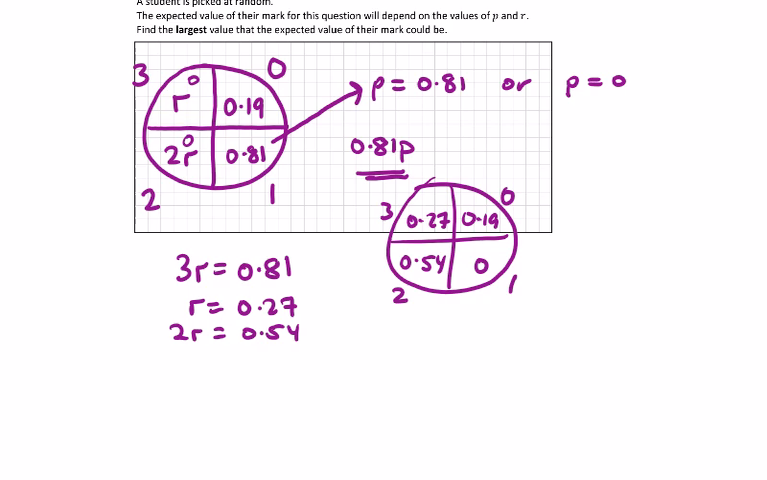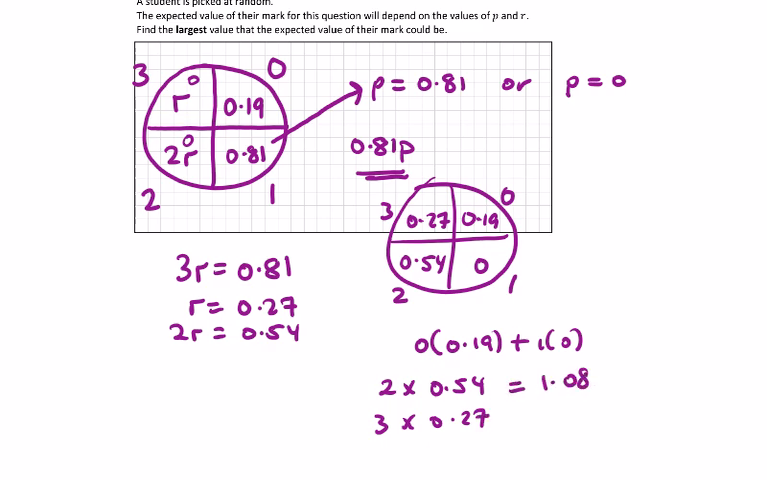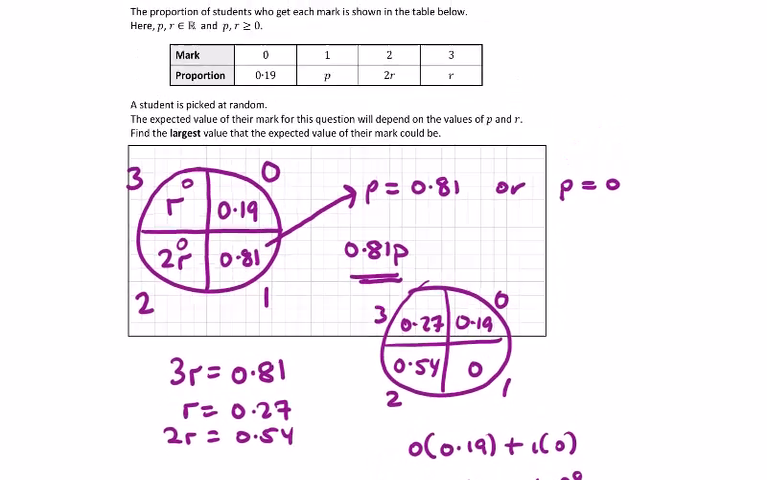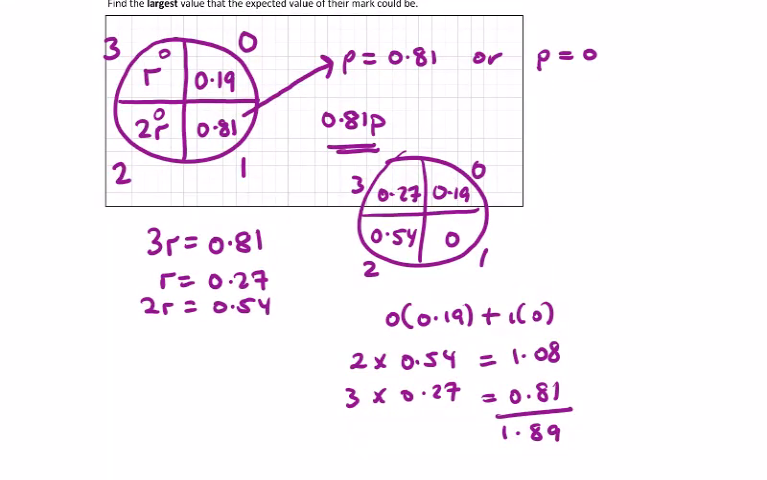So the expected value of this one is 0 by 0.19 plus 1 by 0. So they don't count. So we're going to get 2 by 0.54 and 3 by 0.27. So we're going to get 1.08 and 0.81. So I think the max that we can get out here is 1.89 for the expected value. I think that's all they ask here in that last part of question 10.